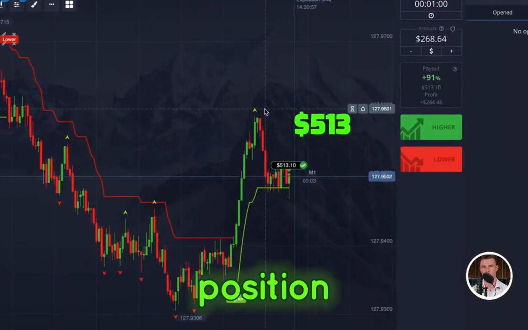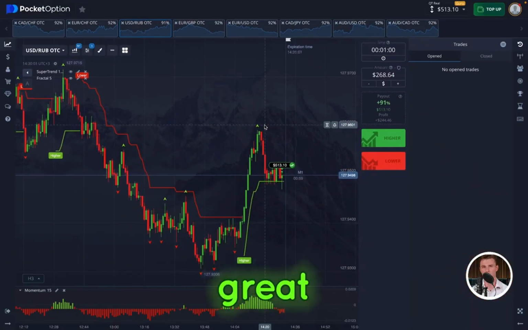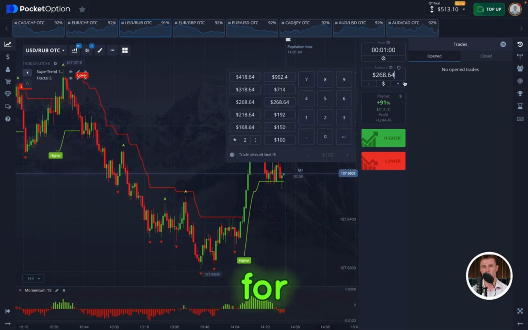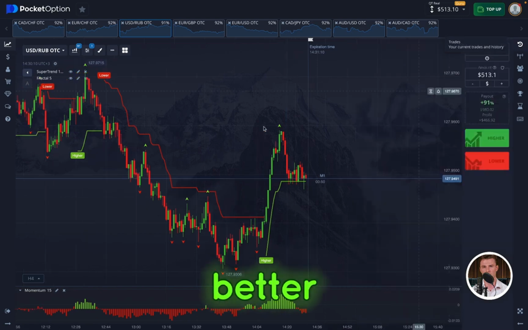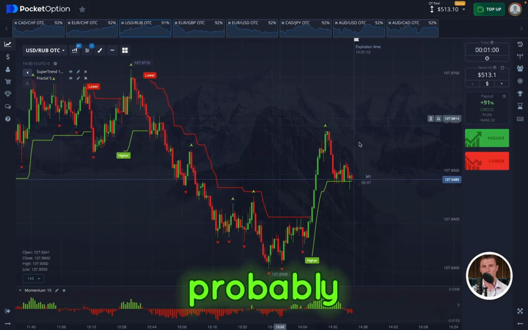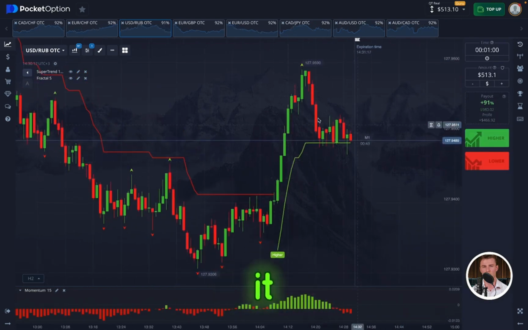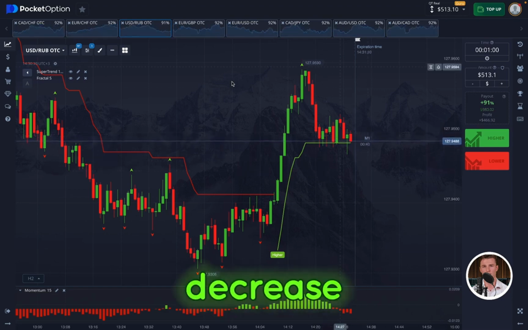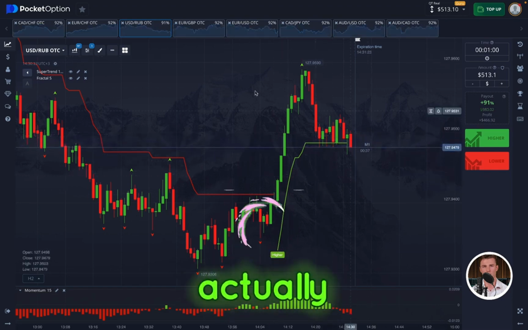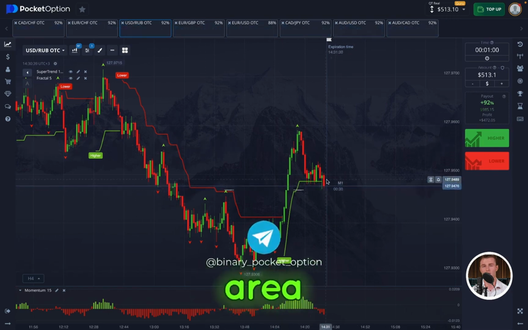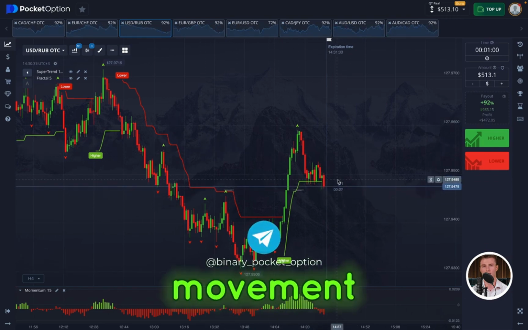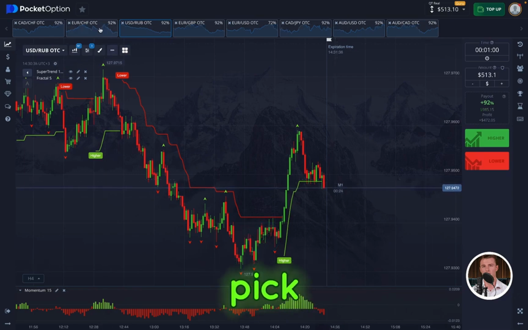And the second position is closing again in a plus. Great. Let's probably open the next trade for the maximum amount of the balance. I want to take the risk to reach a profit that suits me better. In general, I'm probably even a little lucky here. It might have been worth opening a deal for a decrease, but the situation here is actually quite difficult, even though I did a good analysis of the market in the area of this movement. I'm not really sure. Let's just go ahead and pick the next currency pair.